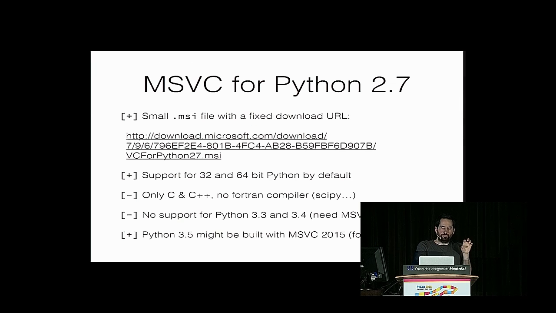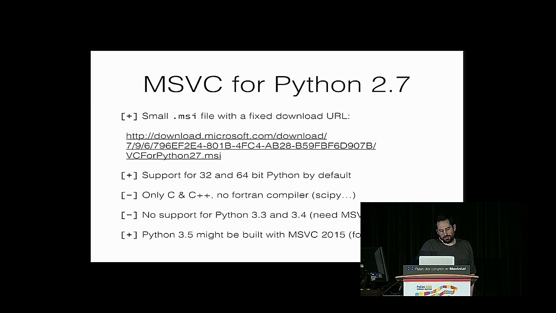It ships as a small MSI file that you can download from a fixed URL, so you can have a script that downloads it and installs it. It supports both Python 32-bit and 64-bit. But it only has C and C++ compilers. So there is no Fortran compiler. So for instance, for a project like SciPy, it's not enough. But for most other projects, it's good.